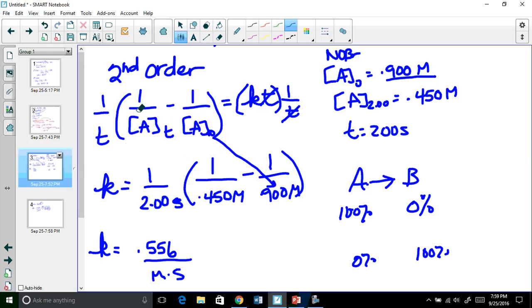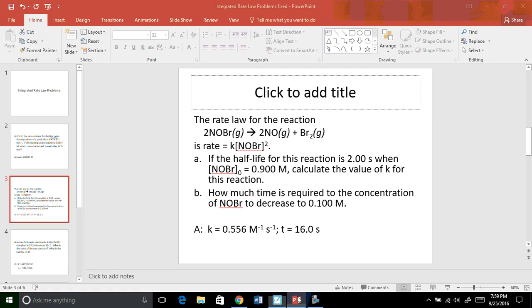Now this is interesting because you have to do this sometimes, because now we're going to go back and do B. How much time is required for the concentration to go from 0.9 to 0.1? And the answer is 16 seconds, I just told you, but here's what you do.